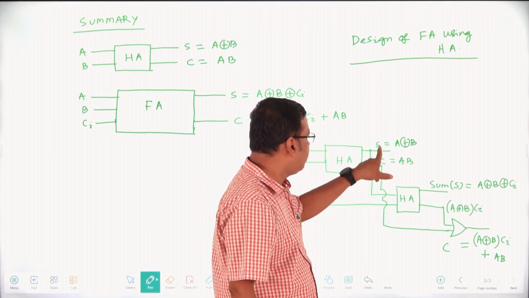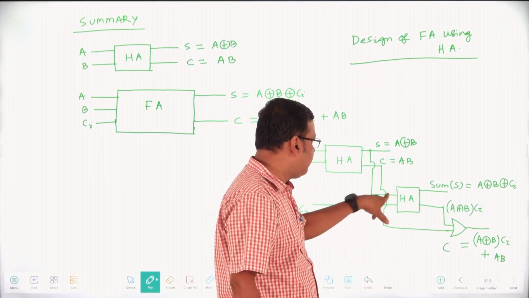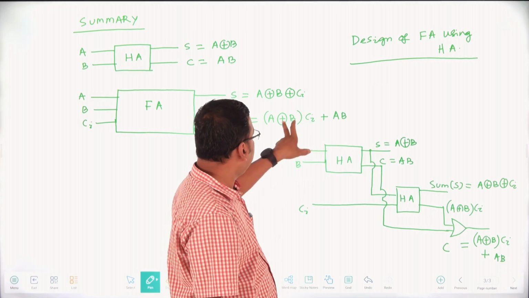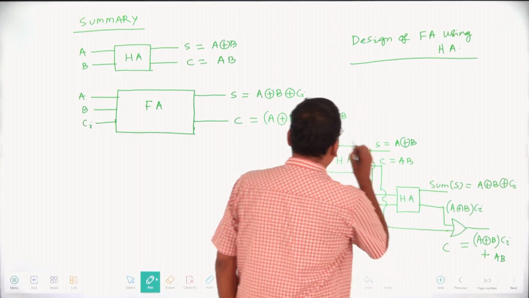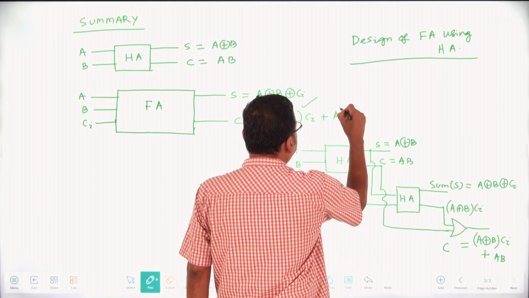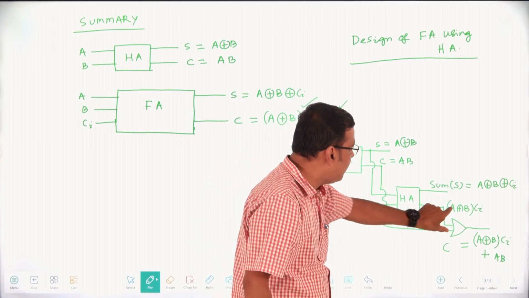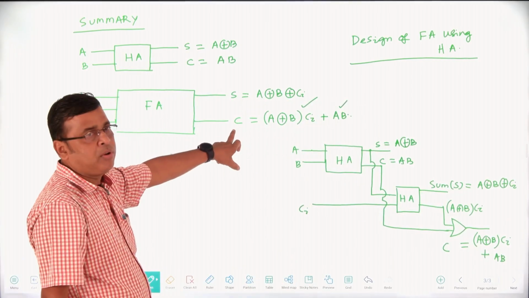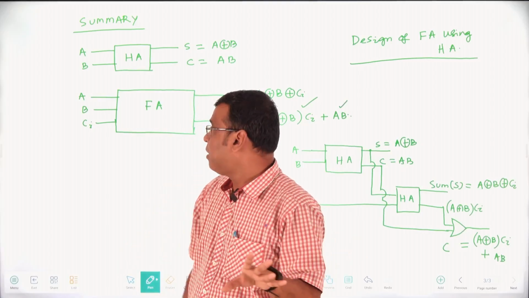So again, another half adder. This is A XOR B, and the other input is CI. One of the outputs of this is A XOR B XOR CI. This is one output of the full adder. Then we require (A XOR B) into CI plus AB. This is (A XOR B) into CI, one of the outputs of the half adder, and we require only AB. Here is AB. If we add these two, (A XOR B) into CI plus AB, we get the carry of the full adder. So in this way, we can design a full adder using half adders.